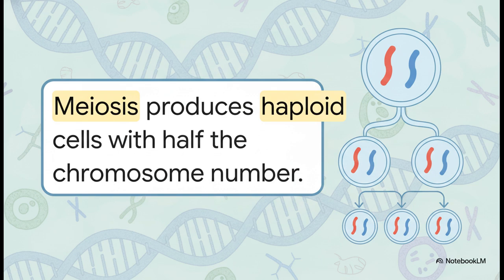Its entire purpose is to halve the chromosome number, so that later, upon fertilization, the normal diploid number, or 2n, is perfectly restored. So instead of creating identical clones like mitosis does, meiosis takes a diploid parent cell and creates haploid daughter cells that have only half the regular number of chromosomes.